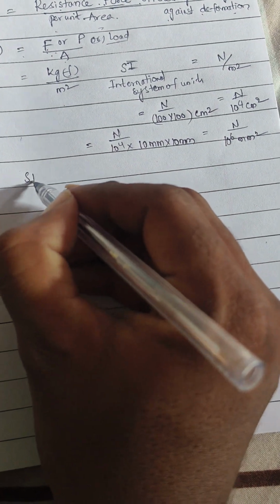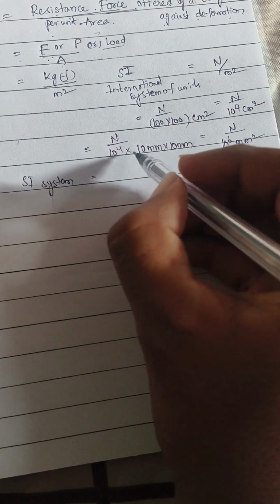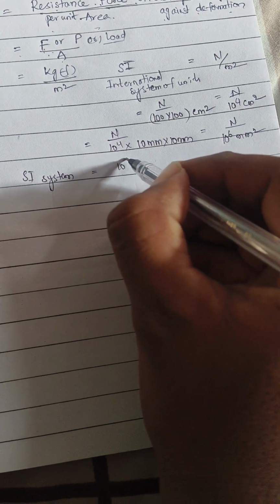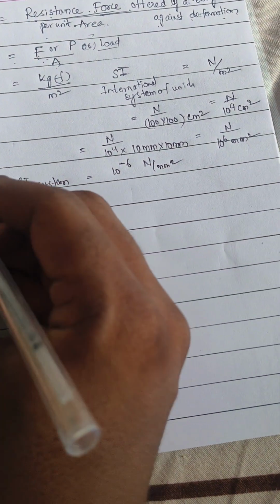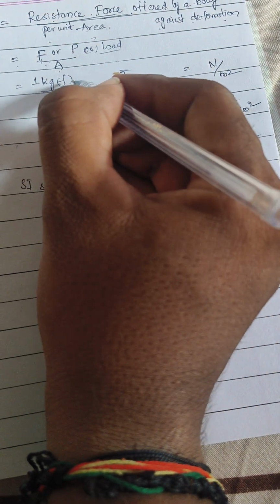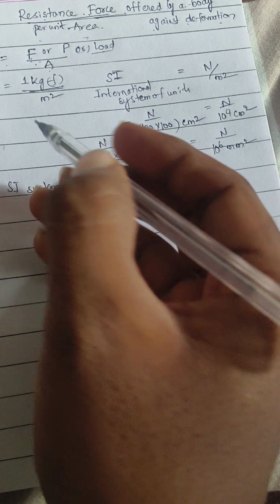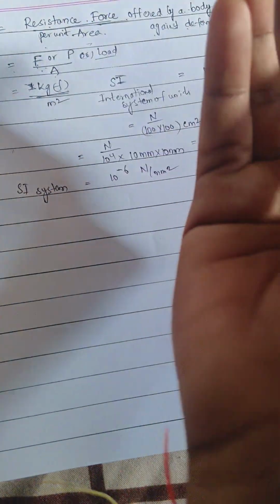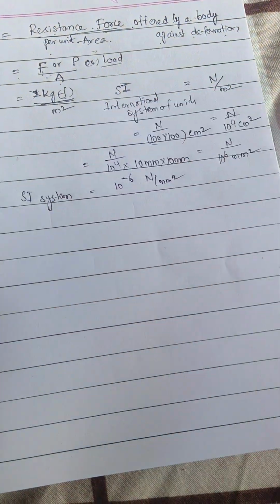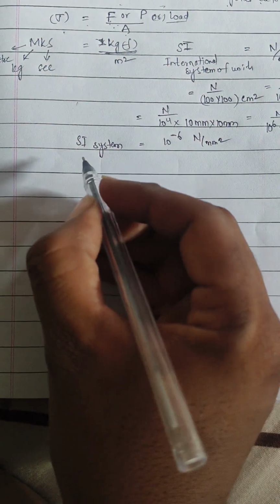So in SI system, its units are 10 power minus 6 Newton per mm square. In MKS, 1 kg force, 1 kilogram of force acting per unit area, or you can also say some x kilogram of force acting per unit area.